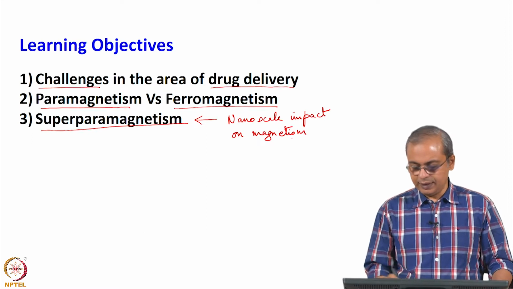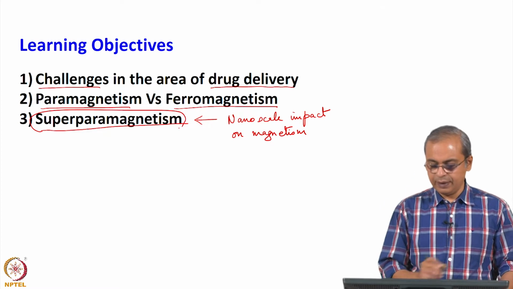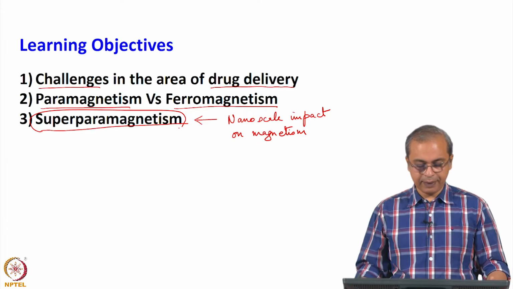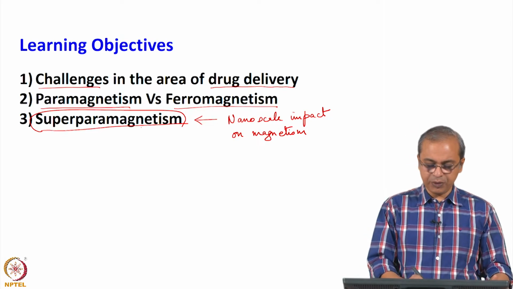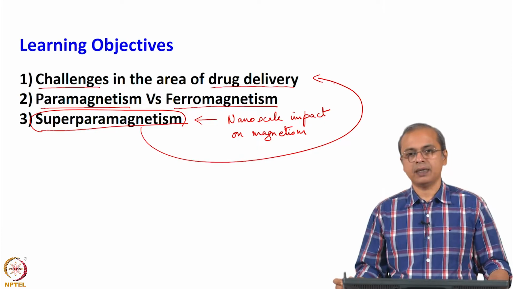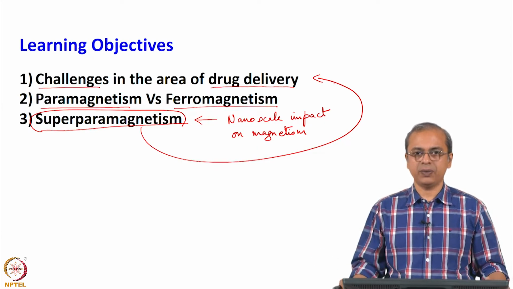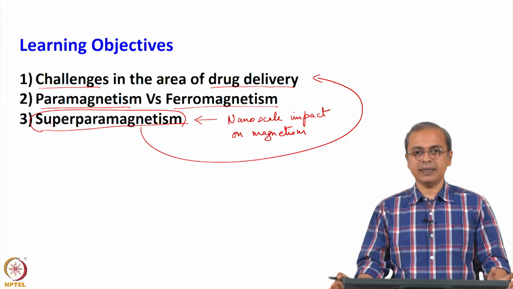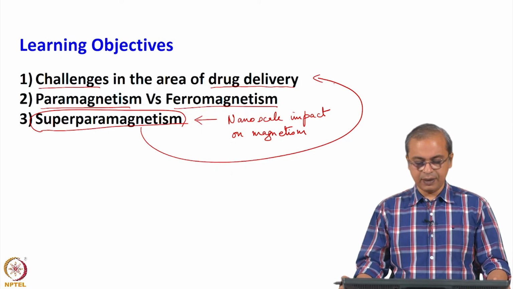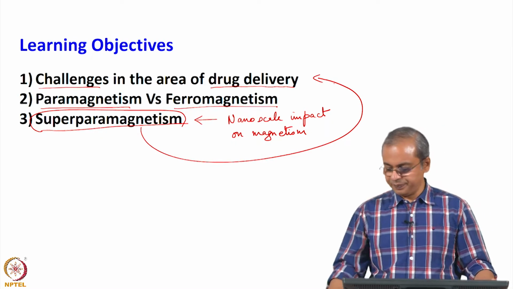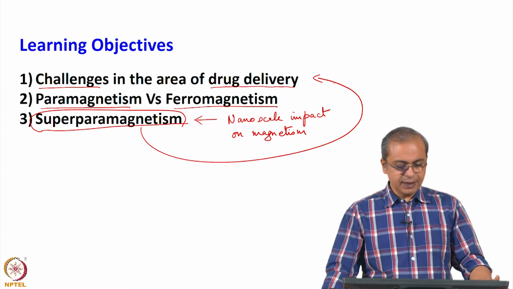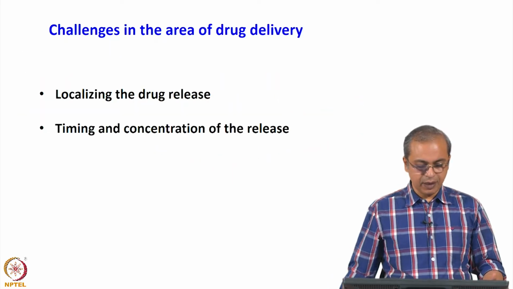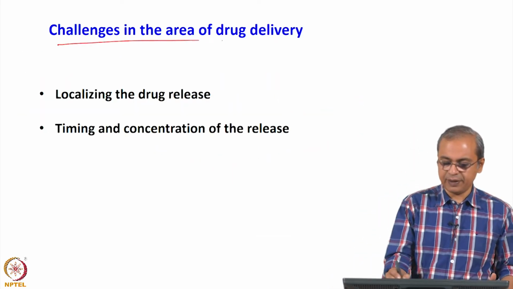So, this particular topic is the impact of the nanoscale on the magnetism phenomenon, and that is what superparamagnetism is, and potentially this can be used for this application. I will leave you with a reference as usual, where they have actually tried to do something in this context, but the idea is that you can potentially use it to address some challenges in the area of drug delivery. Okay, so with these learning objectives, let us start with the first point that we are trying to look at, which is the challenges in the area of drug delivery.